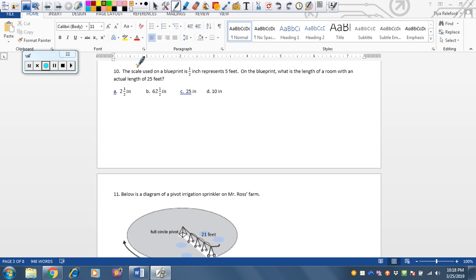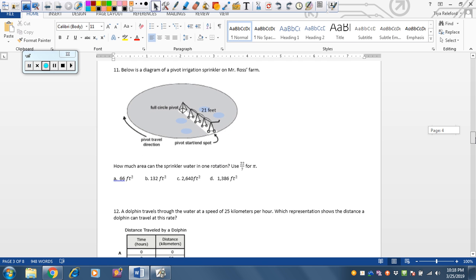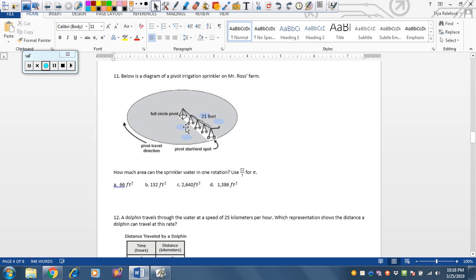Number 10 is another scale problem. We actually did this one yesterday. Number 11, keyword is area. Do not use the wrong formula. This 21 feet only goes to the center. So is that the radius or the diameter?